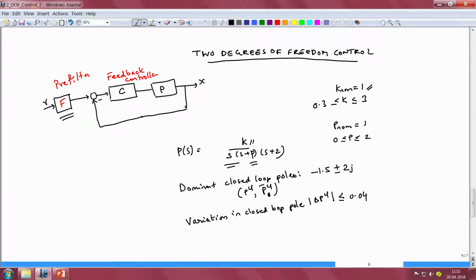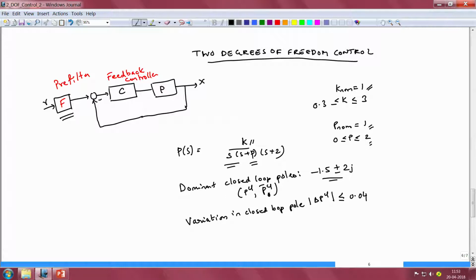Now in this example we have a plant whose gain K and whose pole location P can independently vary between the limits that have been specified here. They have certain nominal values. In this case, the nominal values of the gain K and the pole location are both equal to 1, and they have a certain range of variation in the values about the nominal value. The dominant closed loop poles of the control system that we are about to design once again are required to be at minus 1.5 plus minus 2j. So this is exactly the same specification that we have borrowed from the previous 2 examples that we considered.